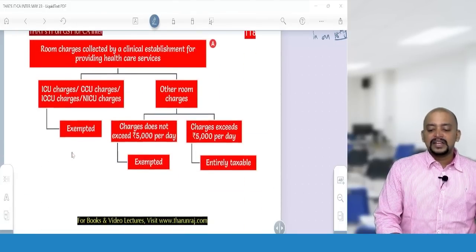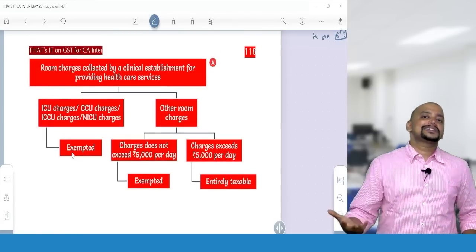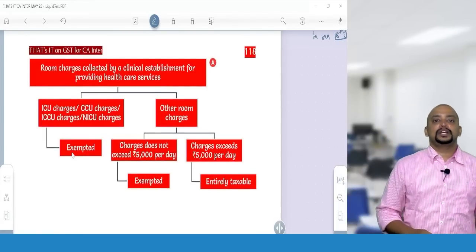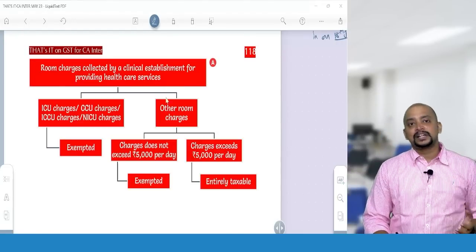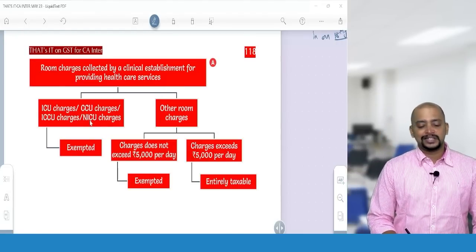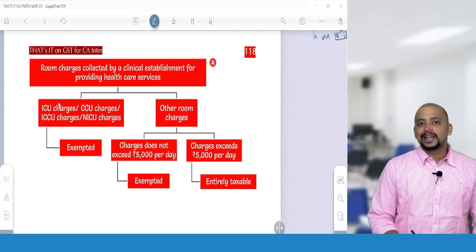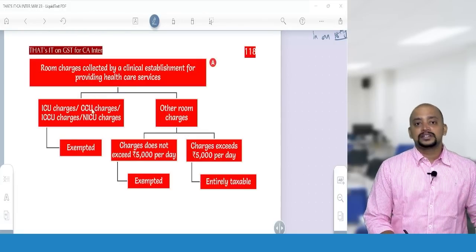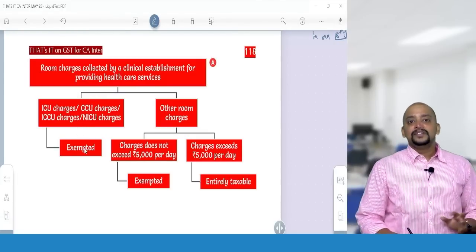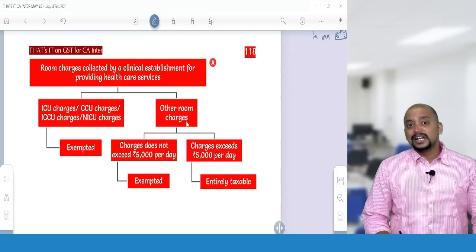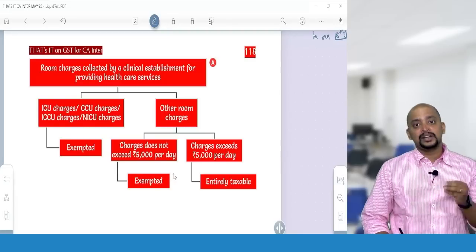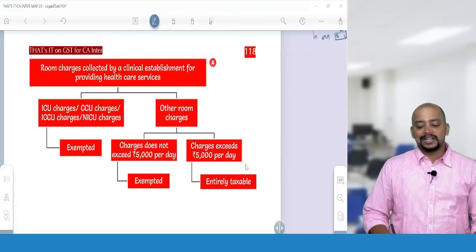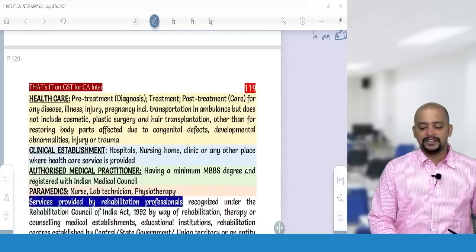Now what is the taxability here? Not all healthcare services are exempted, the room rent will be taxable now. How much? If the room rent collected by the hospital is for ICU charges, CCU charges, critical care charges or neonatal critical care charges, all intensive care unit charges will be exempted, whatever may be the amount. If it is other room charges, if the charges do not exceed 5,000 rupees per day, then it is exempted. If the charges exceed 5,000 rupees per day, it will be taxable entirely. This is an amendment we need to remember.